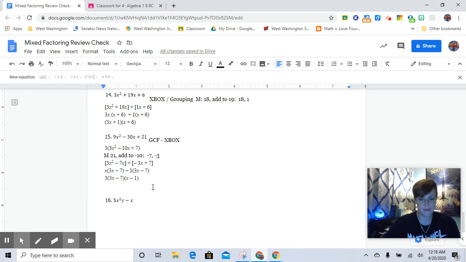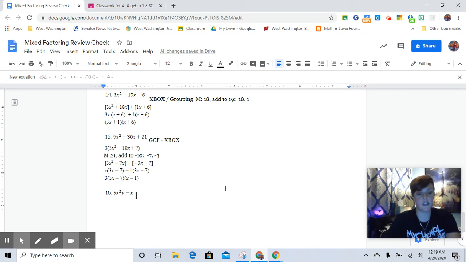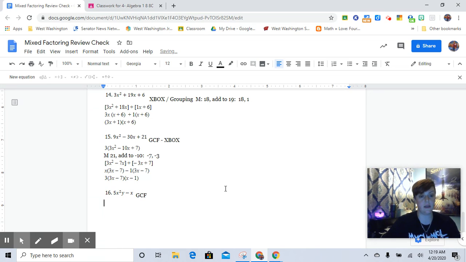Okay. Last one. All right. This one, not everything is a perfect square. There's only 2 terms, so this is not a difference of squares. This is just a GCF. And the only thing that they have in common is that single x.